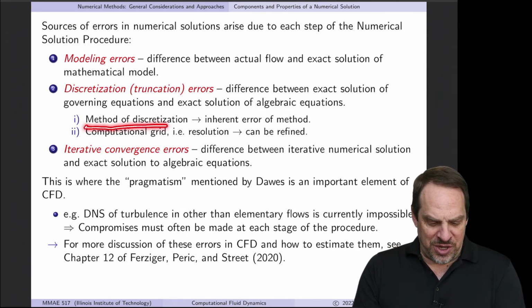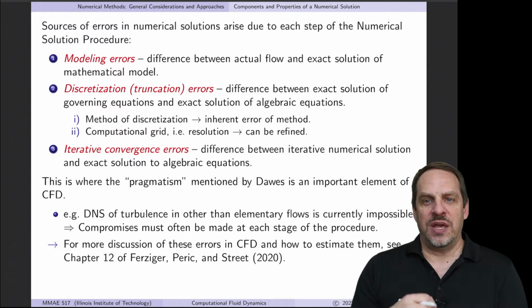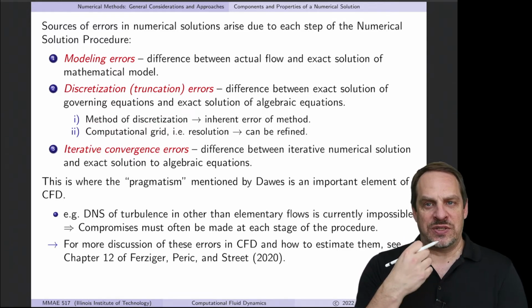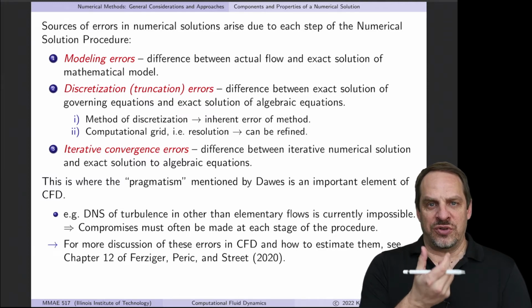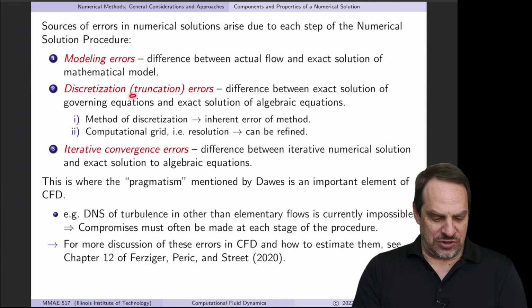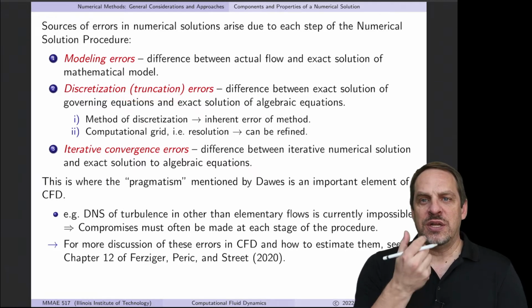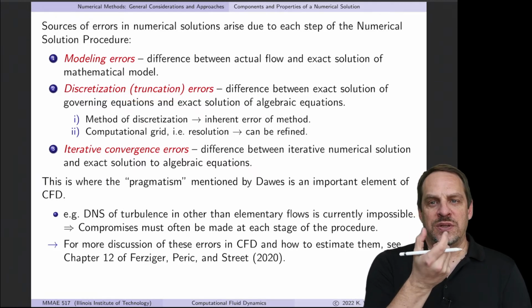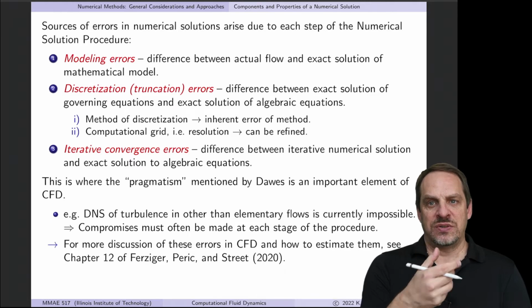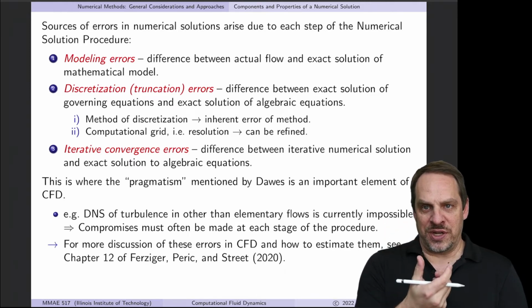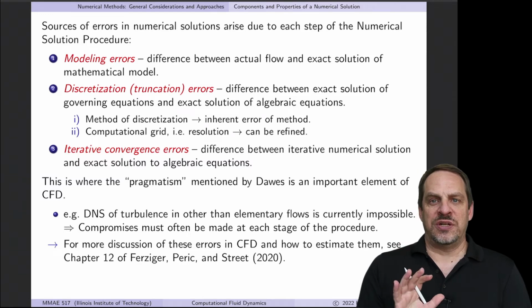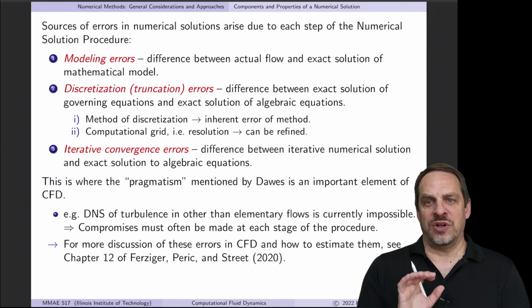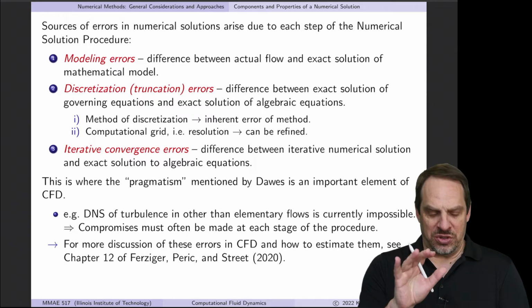There's the method by which we did the discretization, and that has an inherent error. So if I use finite difference methods and say they're second order, so second order would mean that the order of the truncation error, which is this part of this discretization error, is order delta x squared, the distance between adjacent grid points squared. So the smaller the delta x is, you square it, it gets even smaller. So the method of discretization leads to an inherent error, truncation error, in the numerical solution.